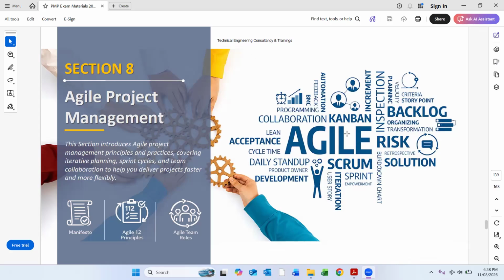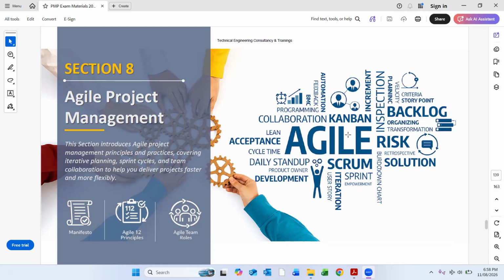So today we are going to discuss agile project management. So what is actually agile? Agile is a method where we adapt with the system. This section, introduced in PMBOK, covers the agile project management principles and practices, including iterative planning, sprint cycles, iterations, and team collaboration to help deliver projects faster and more flexibly.